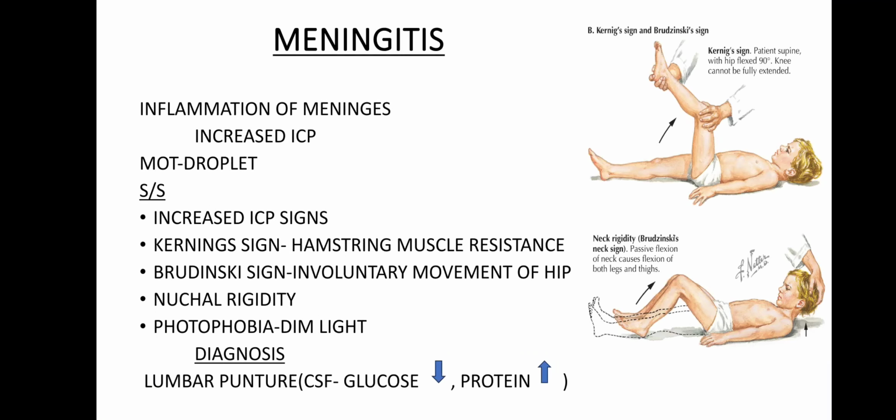Meningitis is inflammation of the meninges, with increased ICP. The mode of transmission is droplet, so we need to place the patient on droplet precautions. Signs and symptoms: we can see two signs, Kernig's sign and Brudzinski's sign. Kernig's sign: the patient can't lift the limb to a 90 degree elevation. Brudzinski's sign: when you make the patient supine and flex the neck, the patient will have automatic hip flexion, and the legs will get bent up.